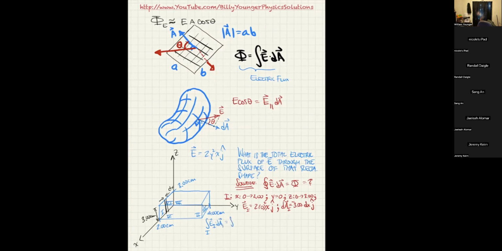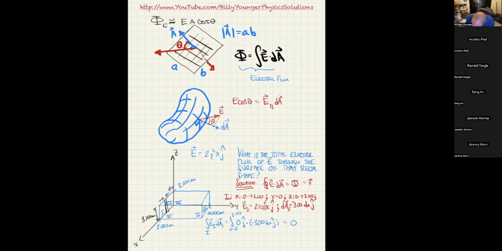And in this case, I'm going to get the integral of 0 j hat dotted with negative 3.00 dx j hat, and of course, this is going to run from x equals 0 to 2.00. That's going to end up giving me just plain 0 because the electric field was 0 on that end. You can see that for surface 2, notice surface 2 is the front side.